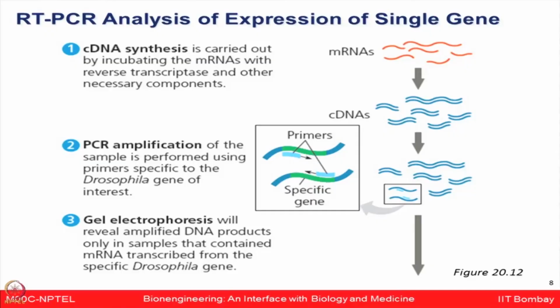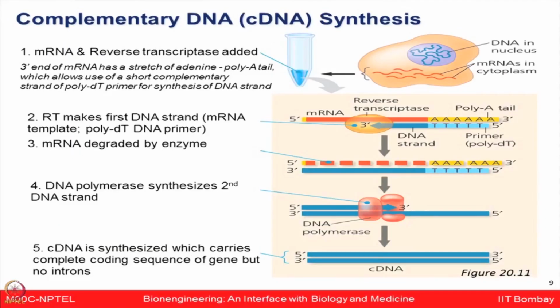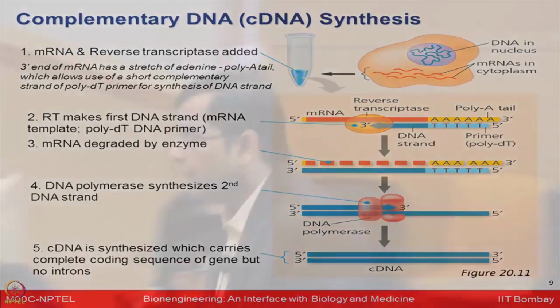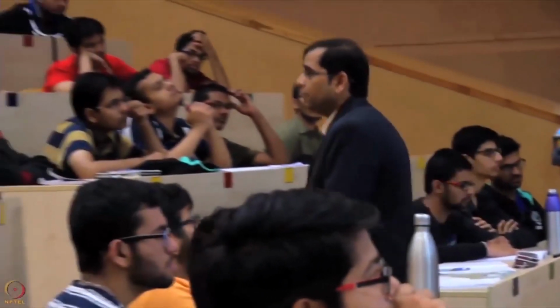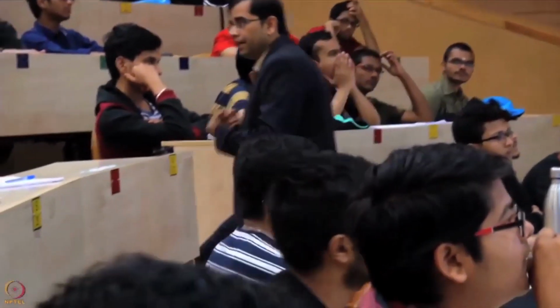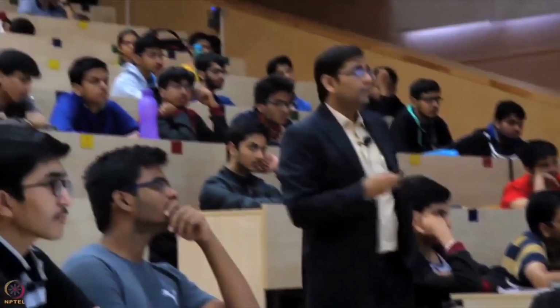All right, so this involves three major steps. First is the cDNA synthesis, second is PCR amplification, and third is gel electrophoresis, right? So the first part is the most crucial here. Let's look at that in some more detail. In the cell we have all the mRNA, and now we have to add certain reagents, certain components, which can convert that mRNA to the cDNA form, right?